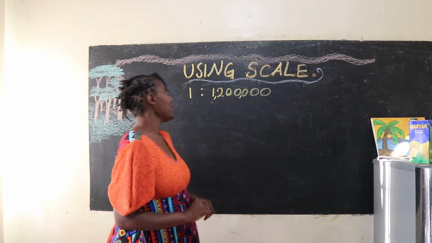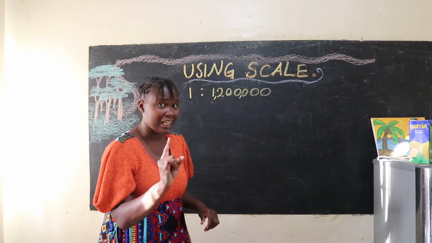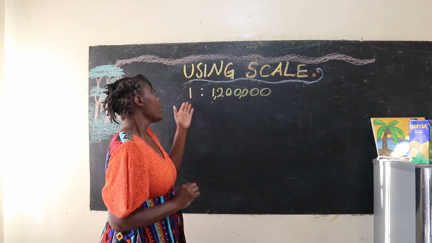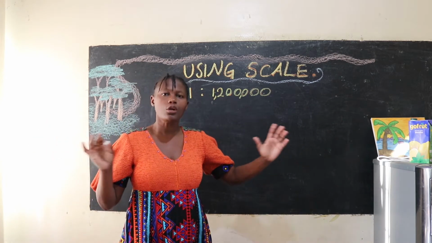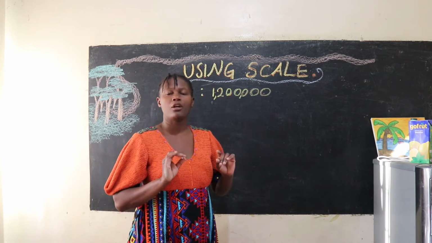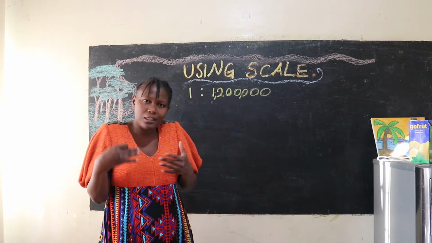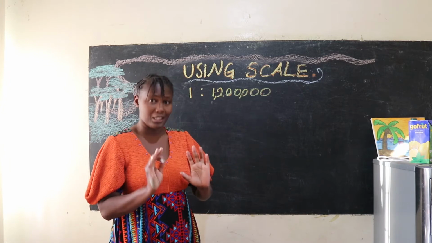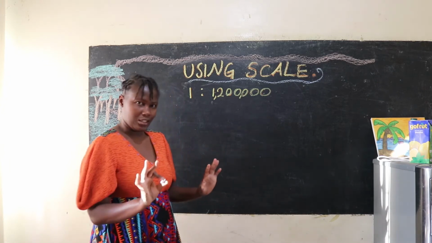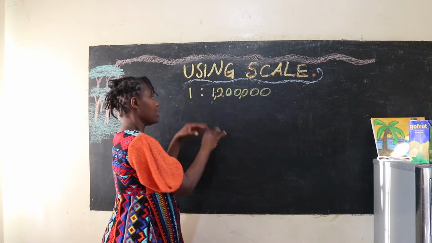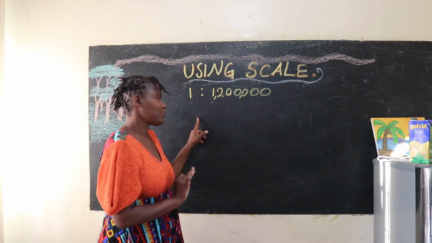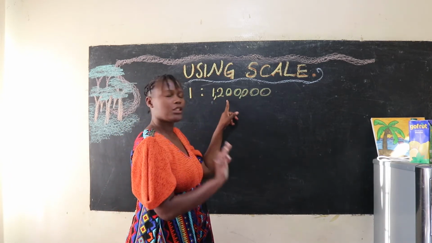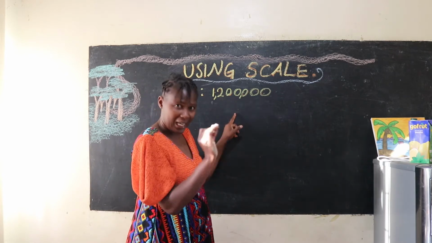Today, we're going to be learning about using the scale. Now, we know that we cannot put long distances in a book, so we have to find a way of putting them in a book by changing it into centimeters. So the scale is usually in centimeters, both sides. This means 1 centimeter in a book. And this one means 1.2 million centimeters on land.